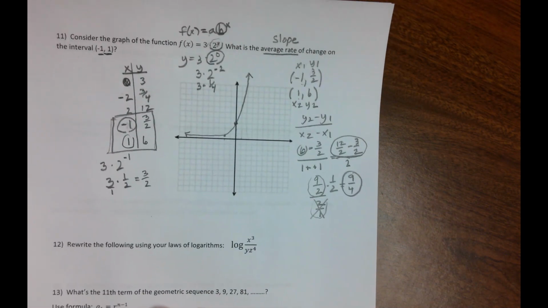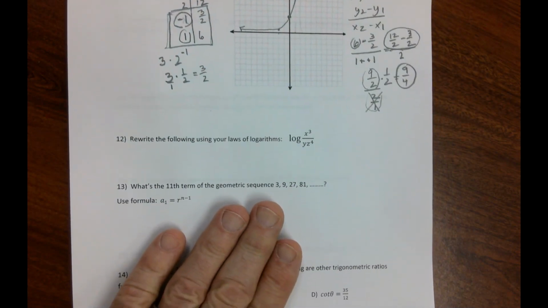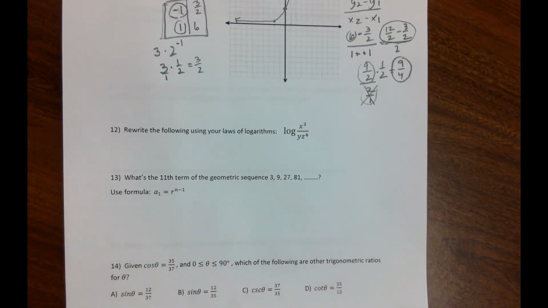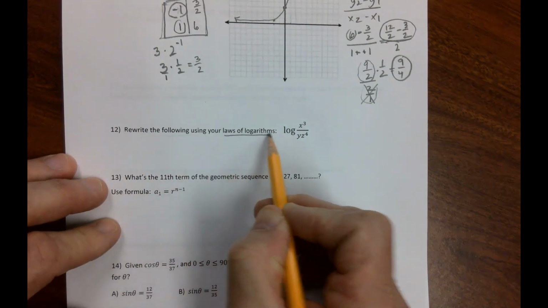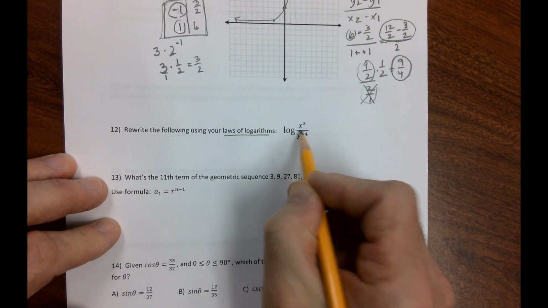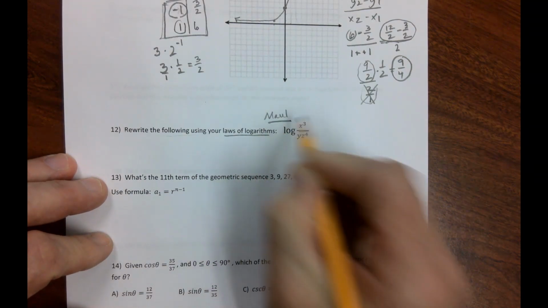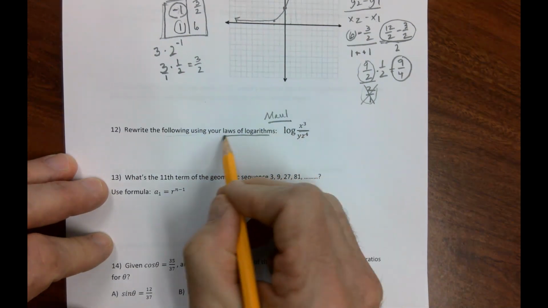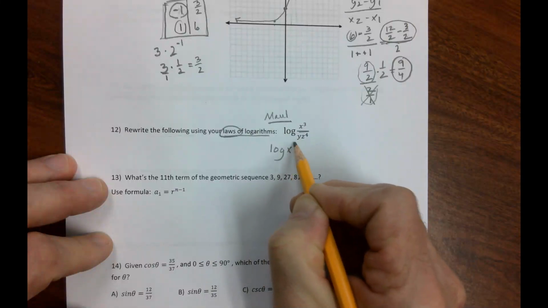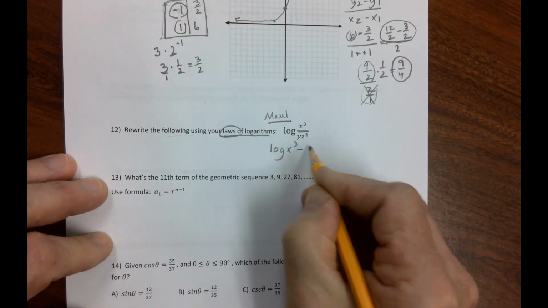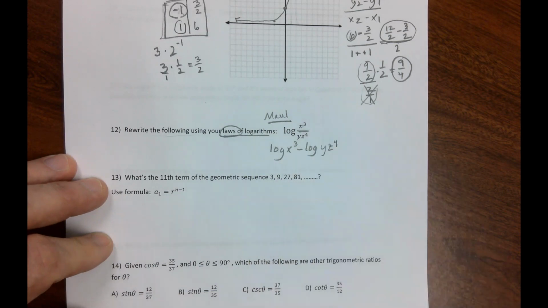All right. I'm going to do a couple more and then stop, because YouTube has a hard time processing it if I go a little over 15 minutes. So this says, rewrite the following using your laws of logarithms. Well, remember, division means subtraction. So this is where I taught you guys the mall. You get out your log splitter, and you apply your laws, and it splits it into 2. So this is log of x cubed minus log of yz to the 4th.